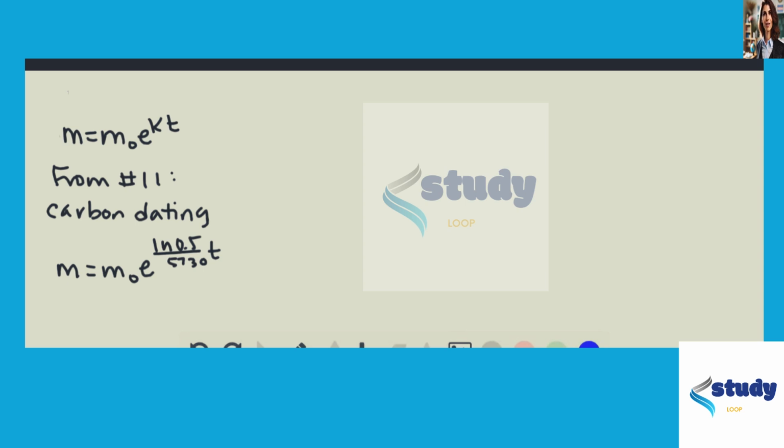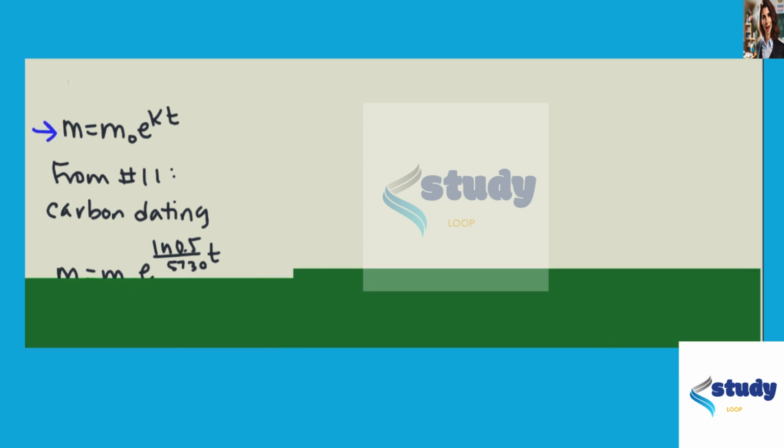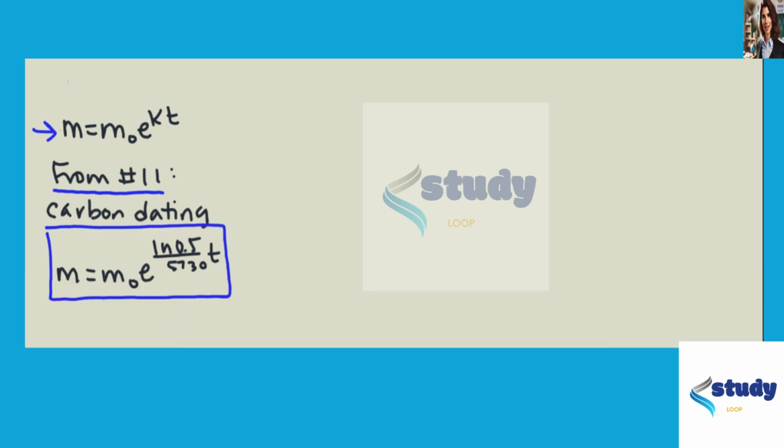All right, so in this problem, we're talking about carbon dating again. And so we have our exponential decay model, m equals m naught e to the kt. And from problem number 11, we have our carbon dating model in specific with its k value of natural log 0.5 over 5,730. And that value of k came from the half-life of carbon-14 being 5,730 years.